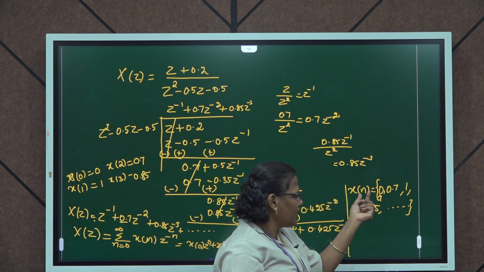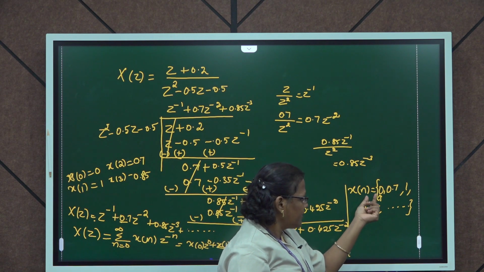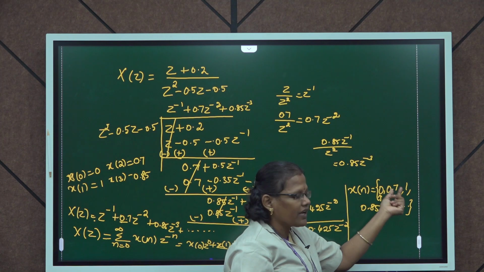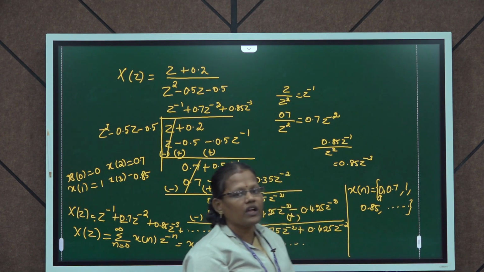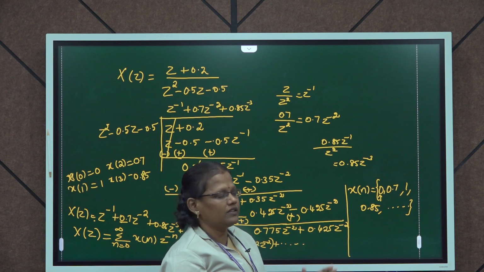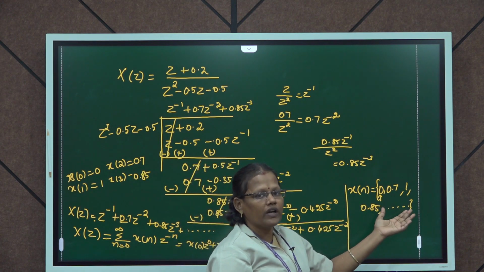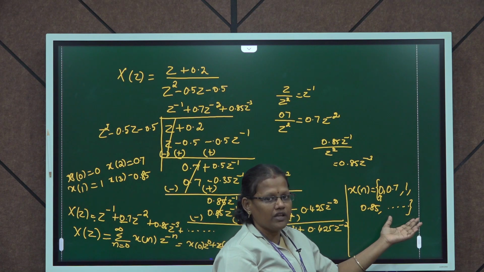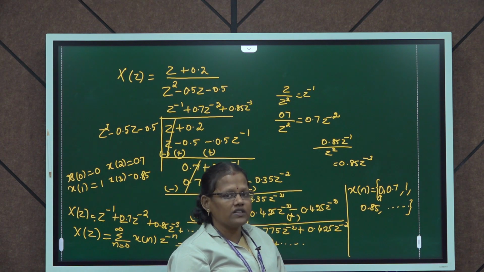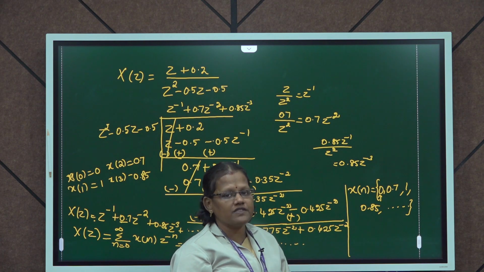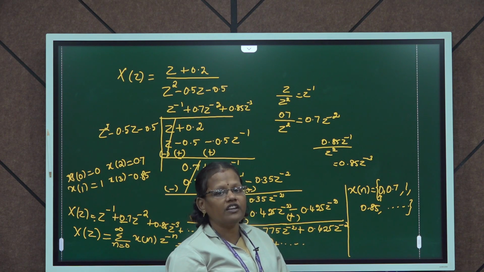So if you see this equation, after n equal to 0, you will get the values for n equal to 1, 2, etc. So this sequence is a causal sequence. Okay. That means it has values only on the right hand side. Okay. The second part is, we can take it for the anti-causal sequence. The same x of z can be used for different ROC.